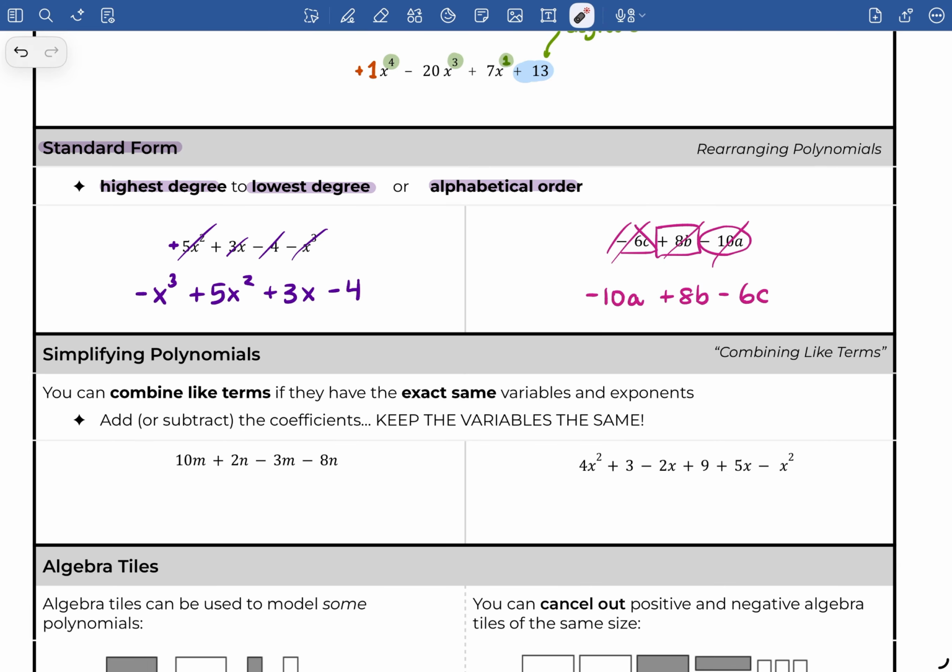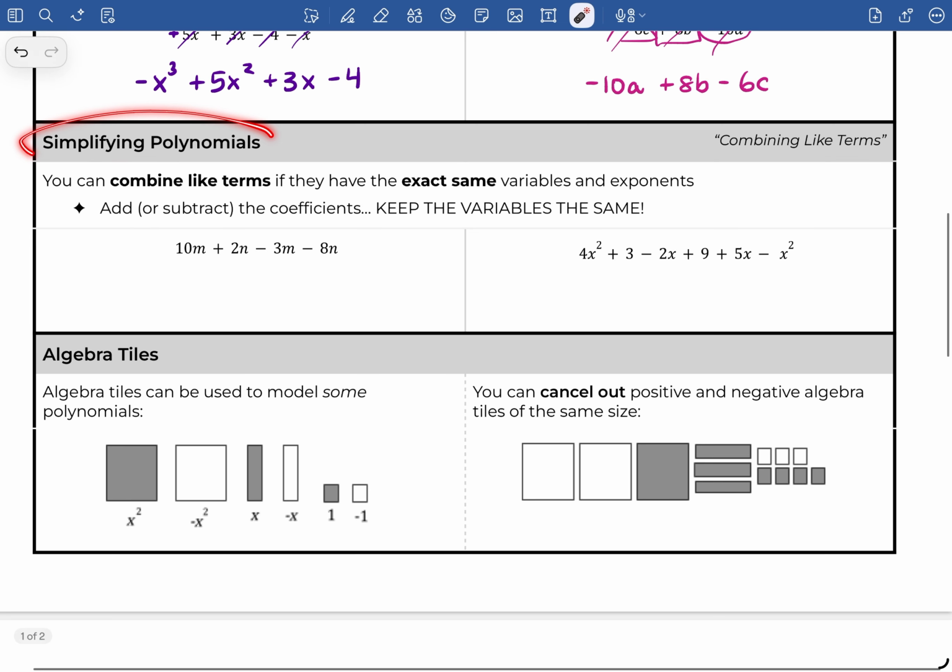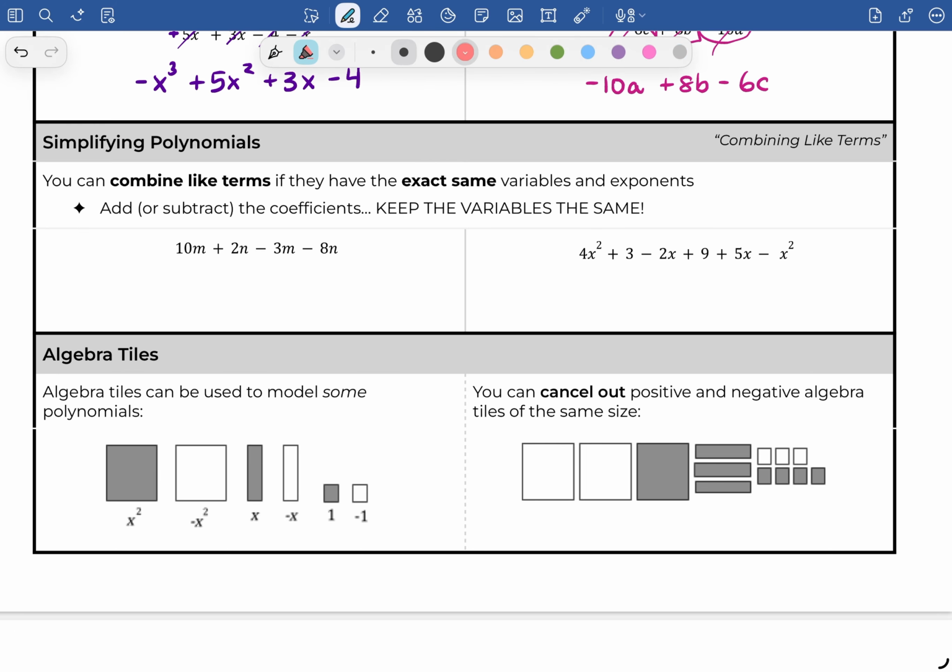We also didn't try to jam them together into just one thing, because again, they are not like terms. And so that is what we're doing next, simplifying polynomials. You can combine like terms if they have the exact same variables and exponents. And for this, we really need to remember that we are adding or subtracting the coefficients, and then we are keeping the variables the same. I like to say the reason why we can join them together is because they're matching. When they do join together, we need to make sure they still match whatever they were similar to at the start.